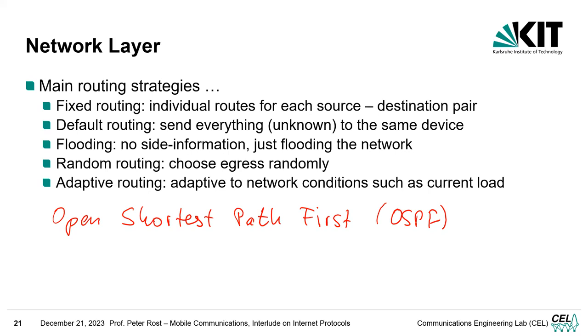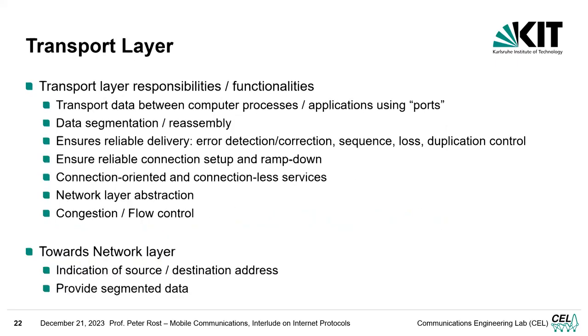So we have PHY, our physical transmission, then Ethernet on top, for instance, and then IP on top. And on top of this, we have the transport layer. The transport layer is now responsible for the data transfer between computer processes or applications using so-called ports.